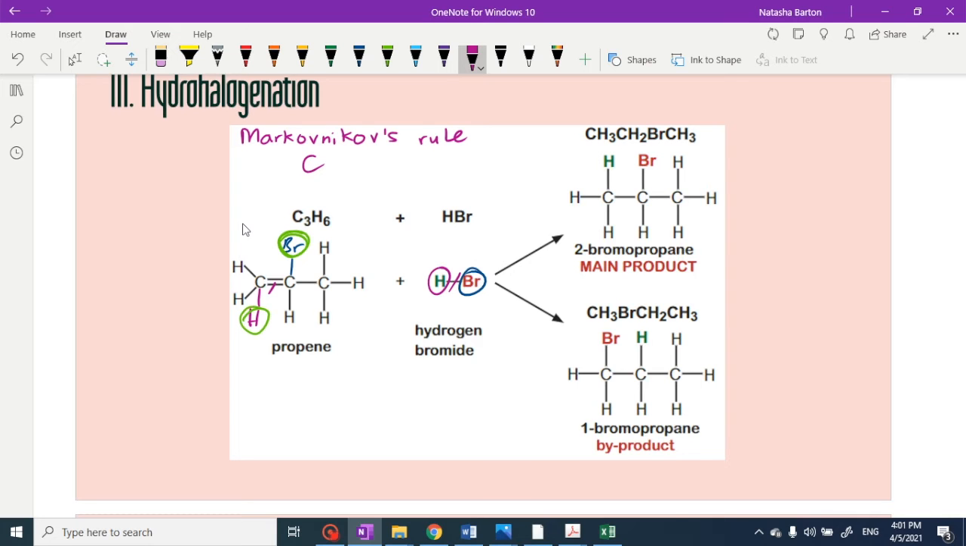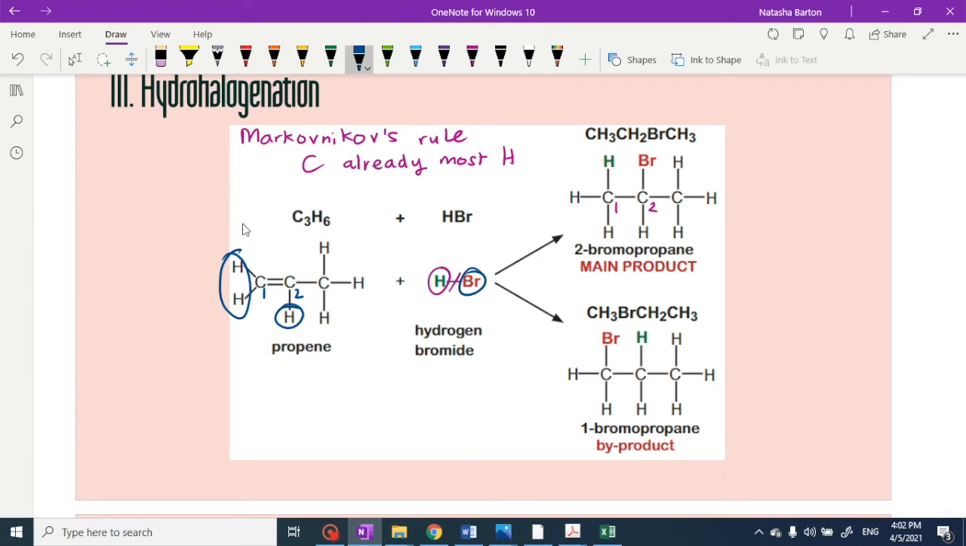Now, what Markovnikov's rule says is that if hydrogen has a choice, it will always attach to the carbon that already has more or the most hydrogens attached to it. So look, we could have our hydrogen attaching to the first carbon, or it could attach to the second carbon. So let's look at it like this. Here's our first carbon, here's our second carbon. The first carbon has two hydrogen atoms attached to it. The second one has one hydrogen attached to it.